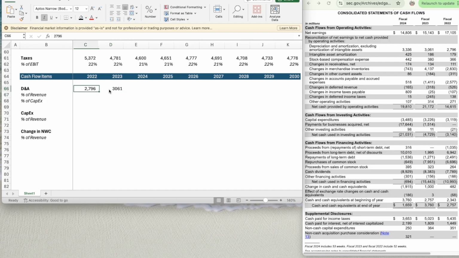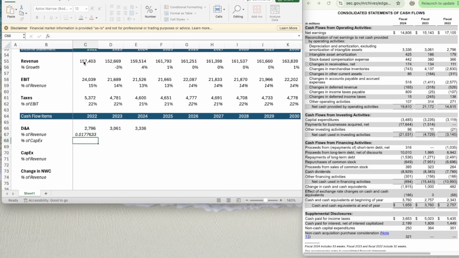2793,061, 3336. And as a percentage of revenue, we go divided by there. Okay, that's enough space on the screen. I can have both of these up.